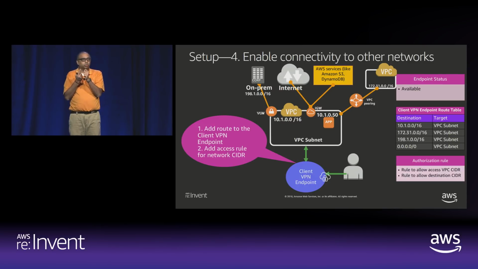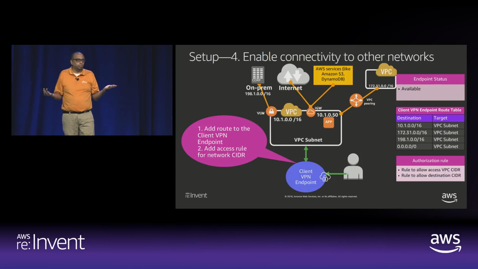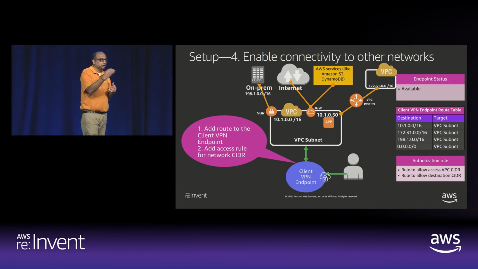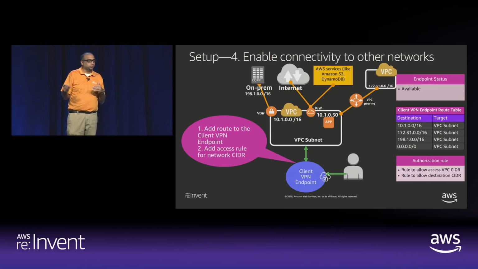So the 10.1 rule will actually take precedence over the 0/0 rule. This is similar to routing. In typical routing, if I have a very specific route, I will match on that, and if nothing matches, then I fall down to my default route. The way our rules work is also similar.